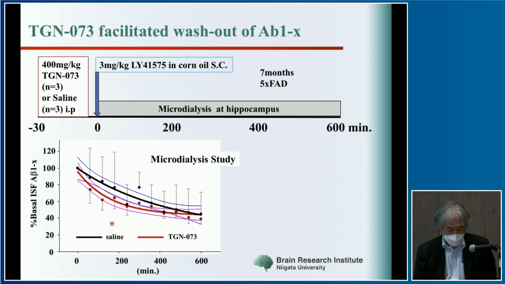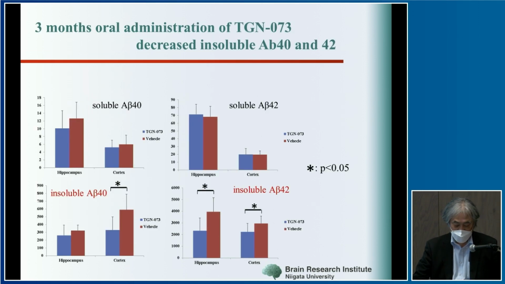TGN-073, this red line, significantly increased the elimination rate in 5xFAD Alzheimer transgenic mouse. Finally, oral TGN-073 administration for 3 months, from 4 months age to 7 months age, significantly mitigated the accumulation of aggregated amyloid beta in the hippocampus and cortex of 5xFAD transgenic mice.